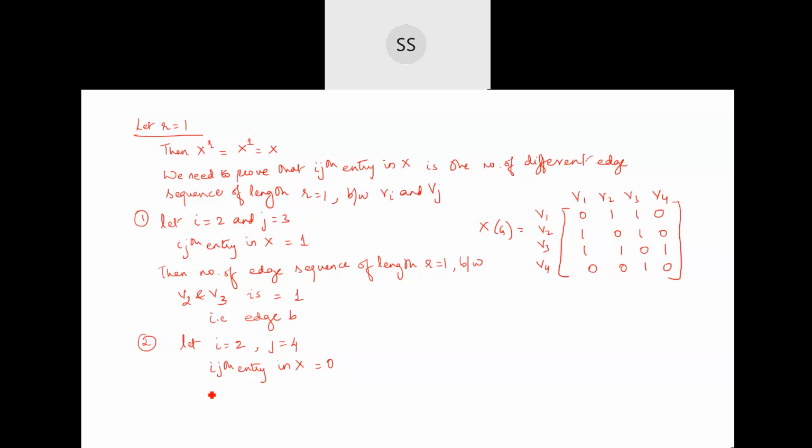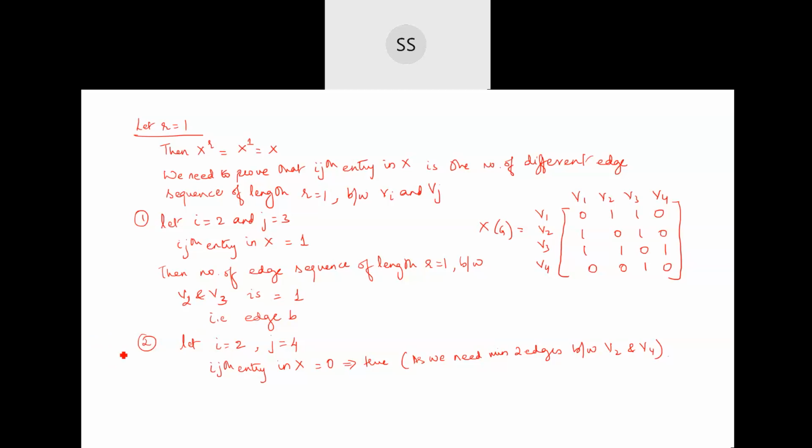So you will say that the ijth entry in X is 0. How many minimum edges do we need? This is true, isn't it? Why? Because we need a minimum of 2 edges between your V2 and your V4. Okay, so this was the second condition.